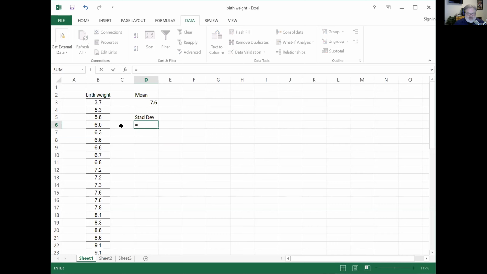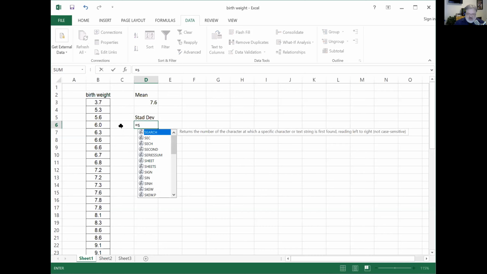If we want Excel to do it for us, just equals. Again, anytime we want Excel to calculate something, we got to use that equals. So equals ST. Notice as soon as I start typing, it starts to guess what I want. And standardize, I don't want standardize. STDev, that is our standard deviation. So you could highlight those or click those. I'm going to type the rest of it. But notice there are two of them.